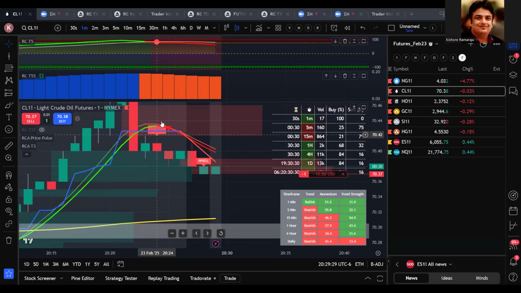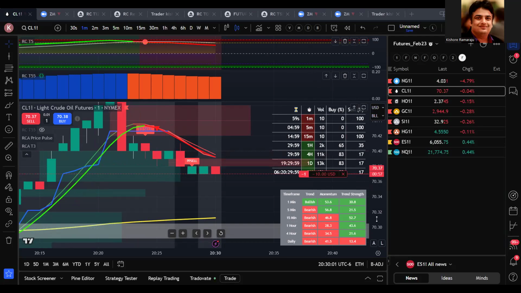So you got a T3 sell, you got a price pulse sell, you have all sell signals, you have all sellers here. Your overall table is mainly bearish, right? Forget about the trend strength for now. If you see only these two columns, the majority of the table is red. That means trend is bearish, momentum is bearish, and also there is strength in the trend, which is good. That means bearish trend 22, bearish trend 54, bearish trend 43. That means this trend can continue for a longer time.